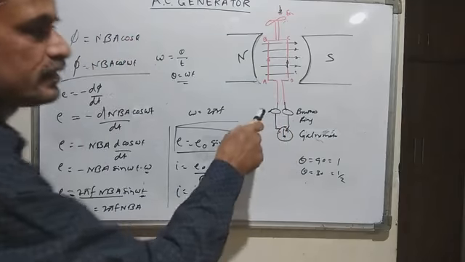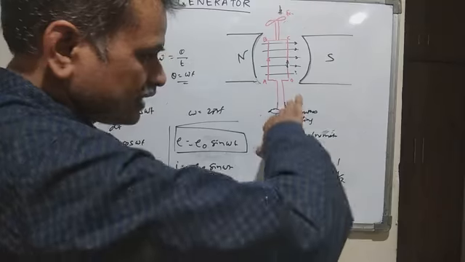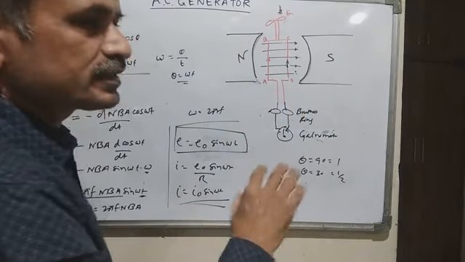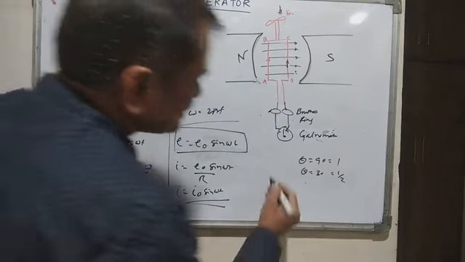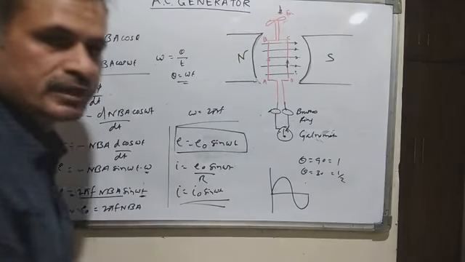When this coil rotates in the magnetic field, what happens? For half a cycle, when the coil rotates half a turn, the current moves in one direction, and when the coil rotates in the other half cycle, the direction of current changes. Because of this changing direction, the current we obtain is sinusoidal.